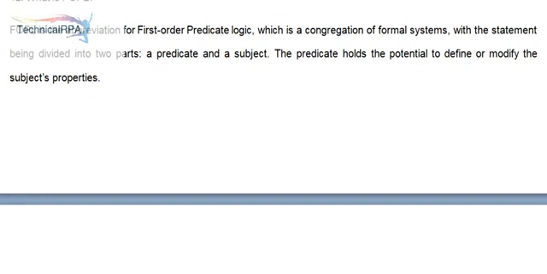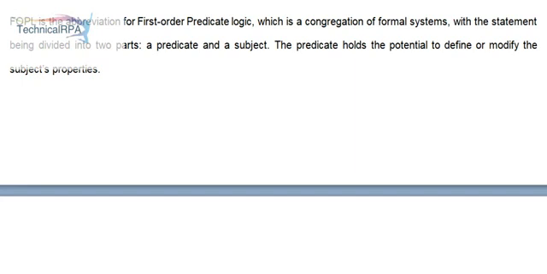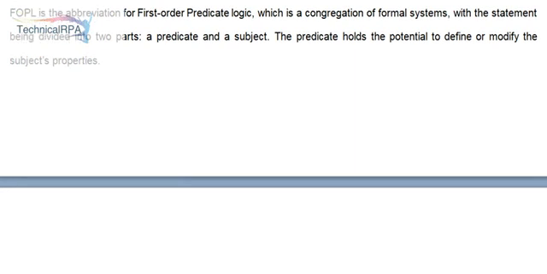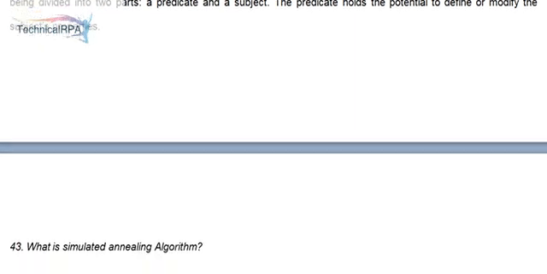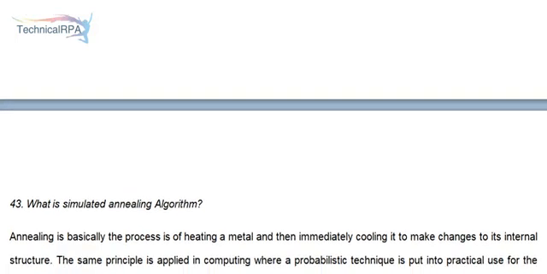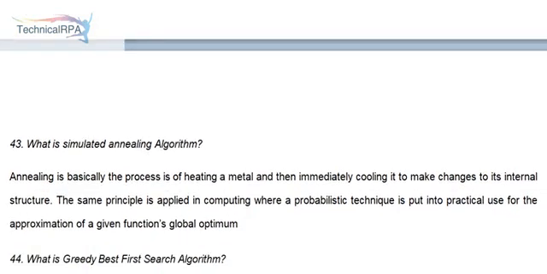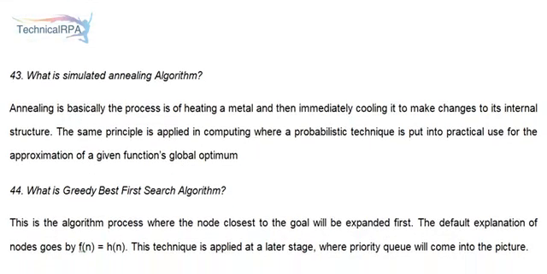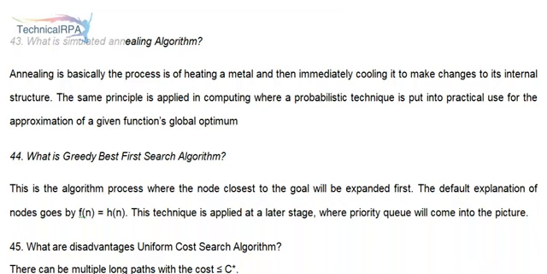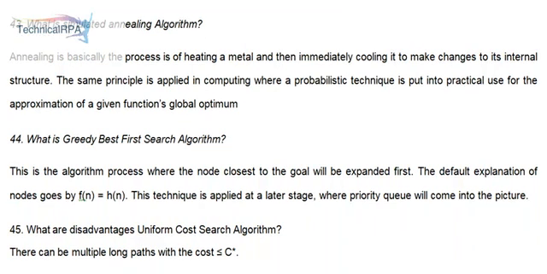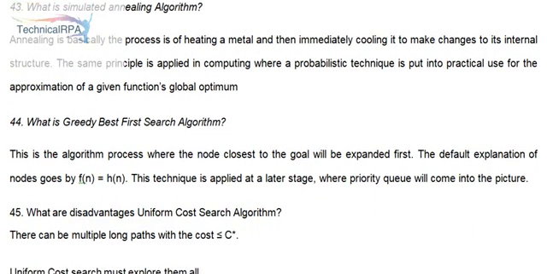The predicate holds the potential to define or modify the subject's properties. 43. What is simulated annealing algorithm? Annealing is basically the process of heating a metal and then immediately cooling it to make changes to its internal structure. The same principle is applied in computing, where a probabilistic technique is put into practical use for the approximation of a given function's global optimum.